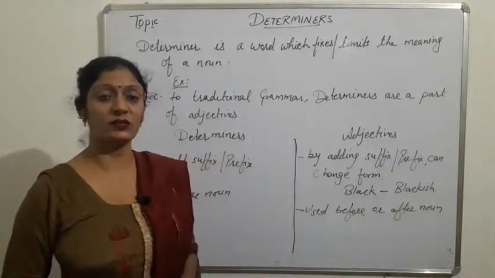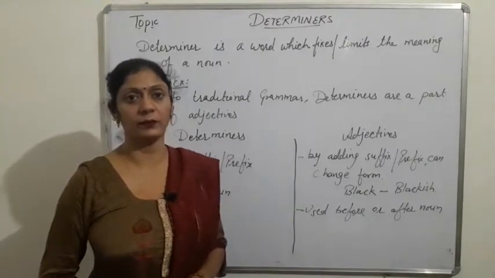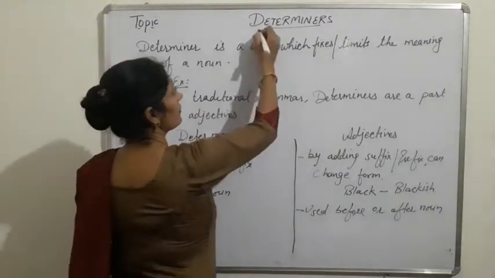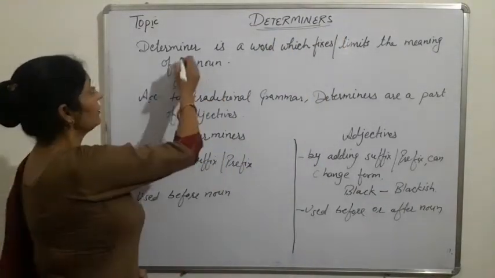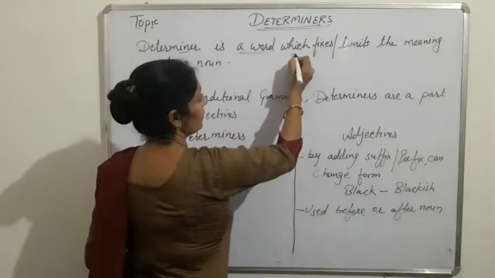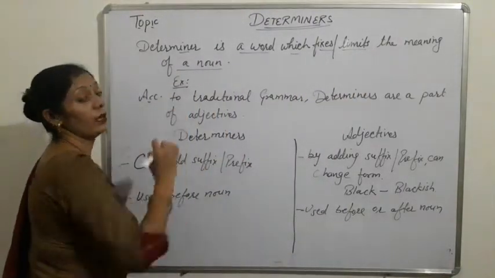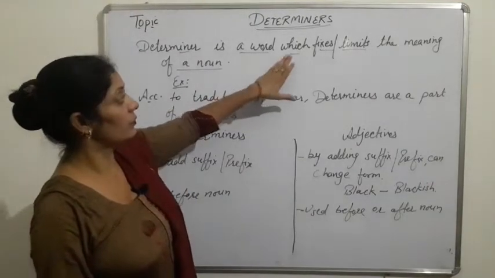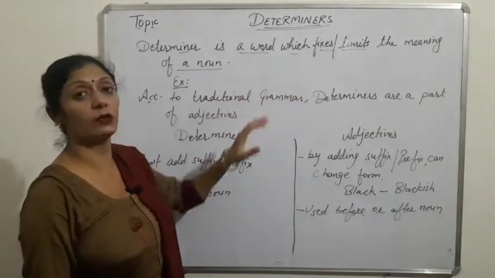Mrs. Gurmeet here. Students, today I am going to explain the next topic of grammar. The topic is determiners. At first, what is a determiner? A determiner is a word which fixes or limits the meaning of a noun. A word which tells us about a noun, which fixes the meaning of the noun.